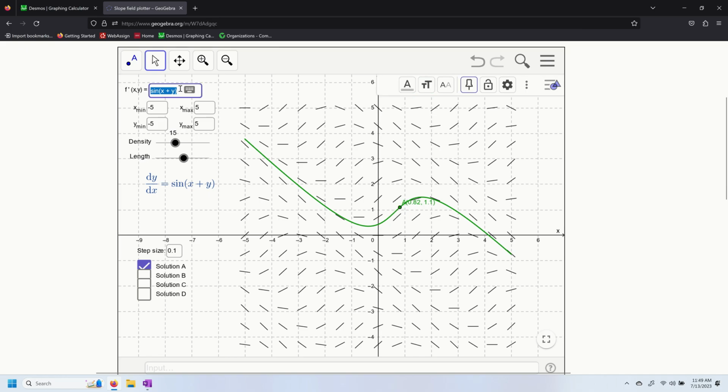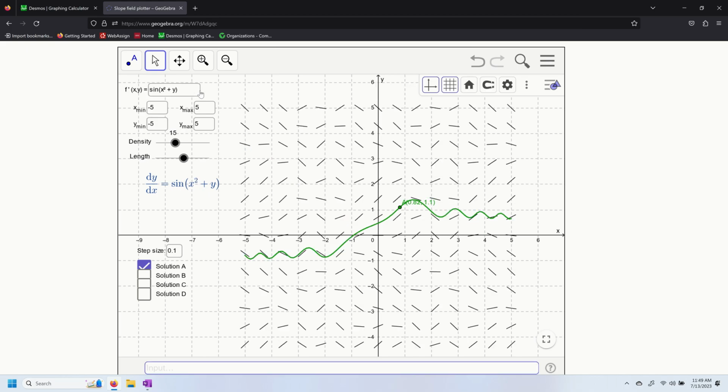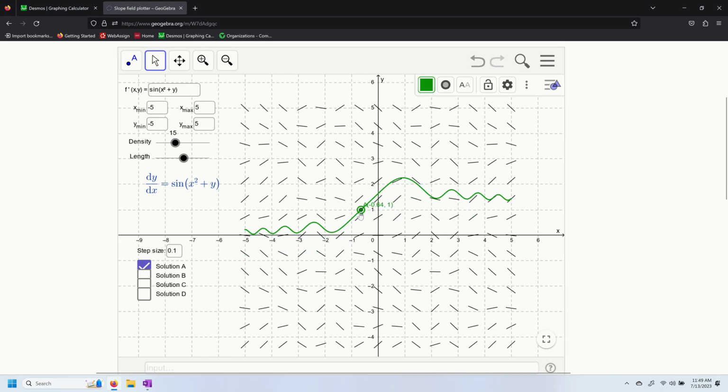You can even switch it up. Let's make it instead of x, we'll do x to the second. See how that changes things. Oh, look at that. There you go. So now the whole thing changes.